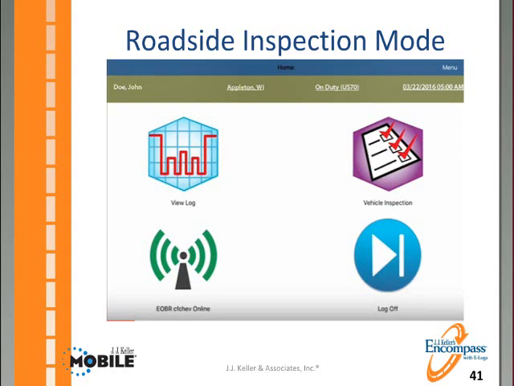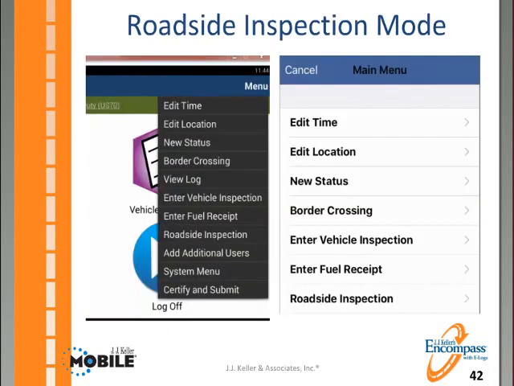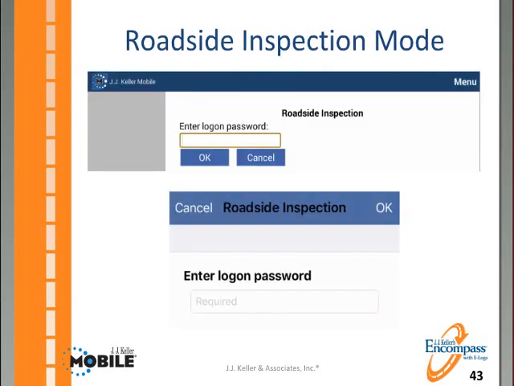Next, let's review the process of what to do in the event of a roadside inspection, and your driver is asked to show their logs. Now the first thing they're going to want to do is go into the roadside inspection mode by clicking on Menu. Now once in the menu drop-down, they're going to go ahead and select Roadside Inspection. From here, your driver is going to be prompted to enter in a log-on password. This is going to be the same password the driver used when they logged into the Keller Mobile App. And they're going to hit OK.